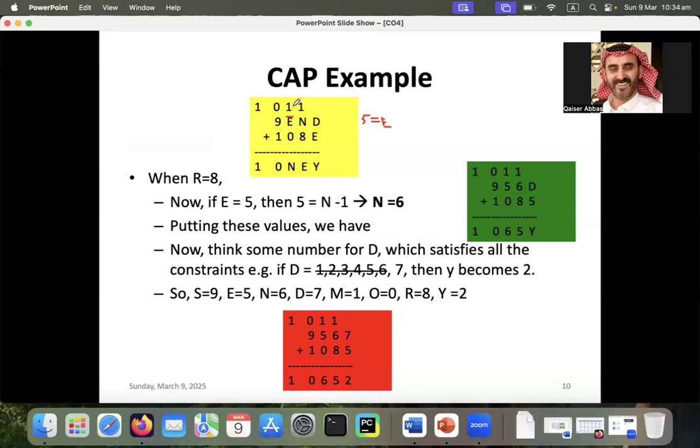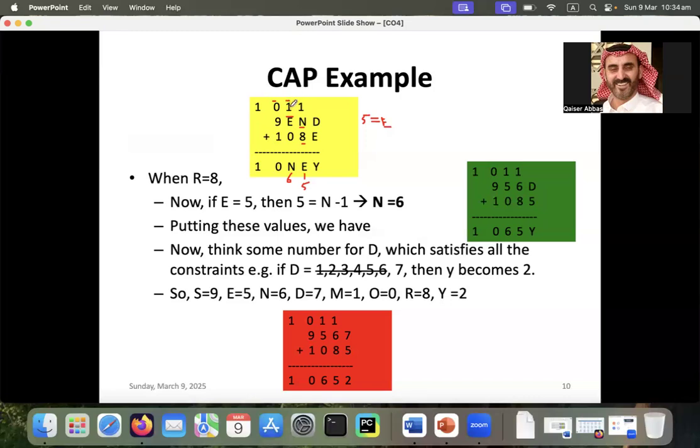And then 5 plus 1 becomes 6. And then you will have N is equal to 6, and the carry is 0. Okay, up to this point, okay. Then this N will become 6, so 6 plus 1 is 7. 7 and 8 is 15, and this E will become 5 again, and the carry 1 is going next. Okay, up to this point, okay.